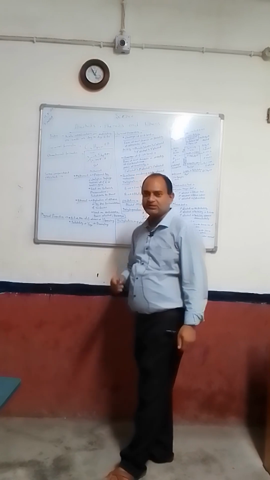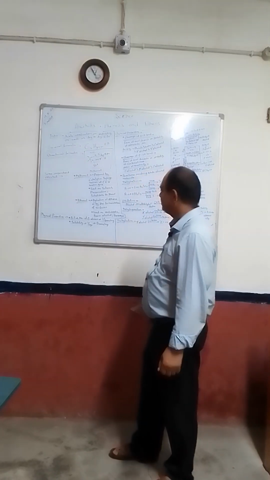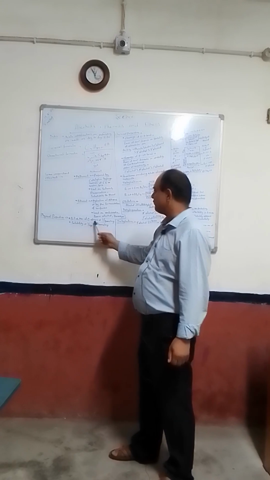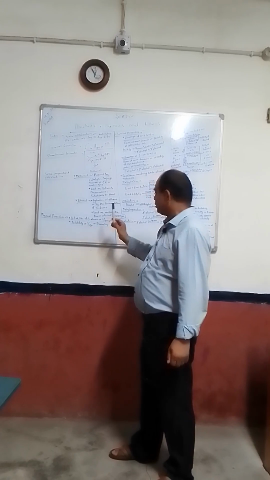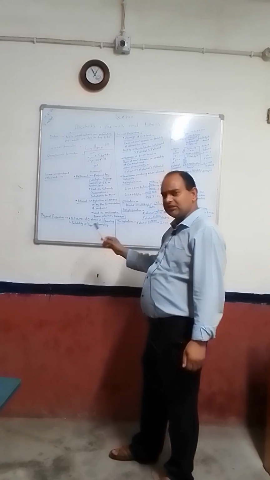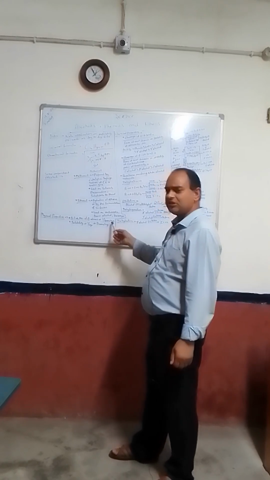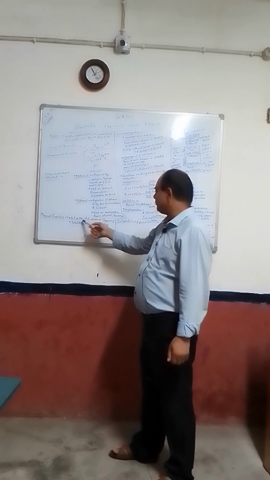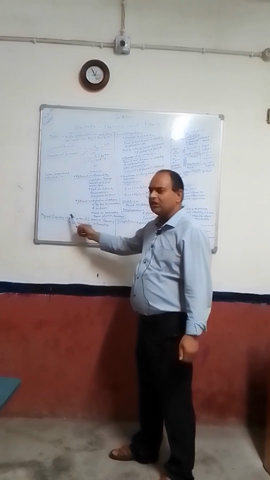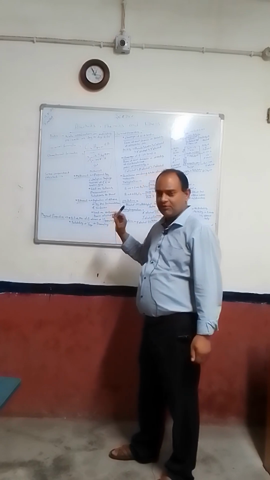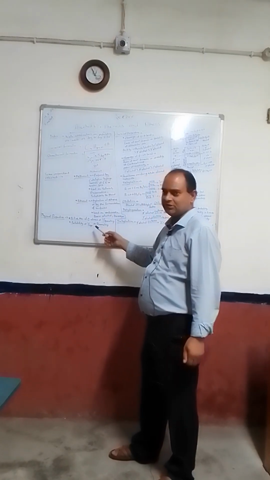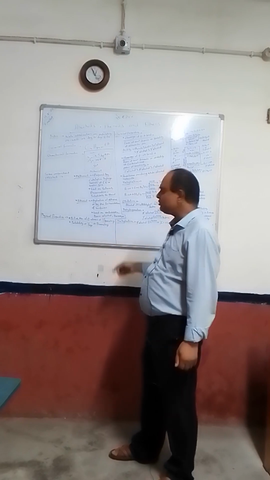Next is the properties. The first, physical property. The boiling point is directly proportional to the number of carbon atoms, and inversely proportional to the branching. The meaning is very simple. As the branching increases, the number of carbon atoms decreases, and the boiling point also decreases, because the boiling point is directly proportional to the number of carbon atoms but inversely proportional to the branching.